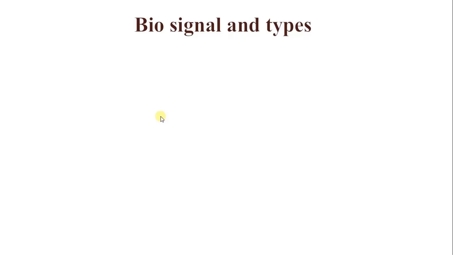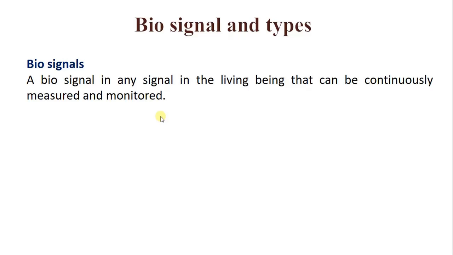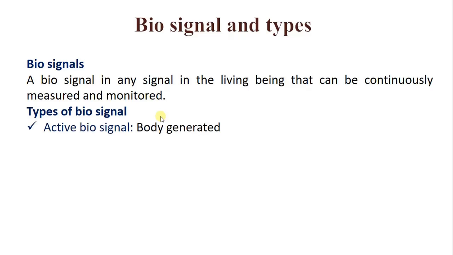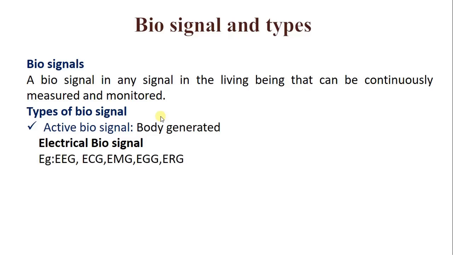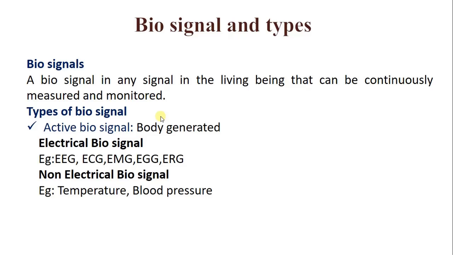So what is basically a biosignal? We will see the definition of biosignal. A biosignal is any signal in the living being that can be continuously measured and continuously monitored. Biosignals can be of two types: active biosignals. Active biosignals are nothing but body generated signals. They can be electrical or non-electrical biosignals. The electrical biosignals can be EEG, ECG, EMG, EGG, ERG, and non-electrical biosignals can be temperature or blood pressure.